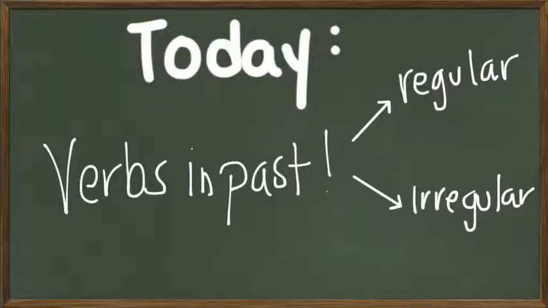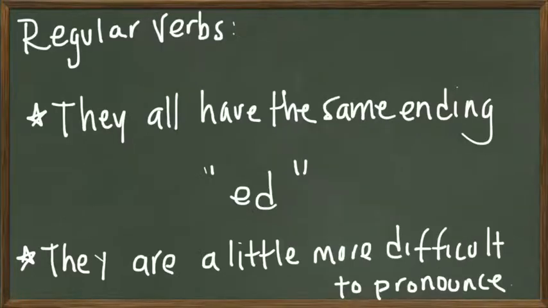Today we're covering Unit 7, Elementary Book, and we'll be looking at the vocabulary for this unit. Today we're going to be covering verbs in past, the regular form of them and their irregular form.